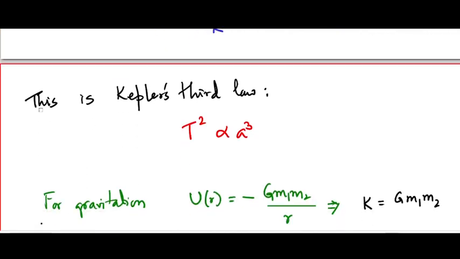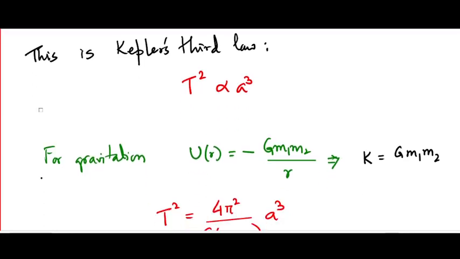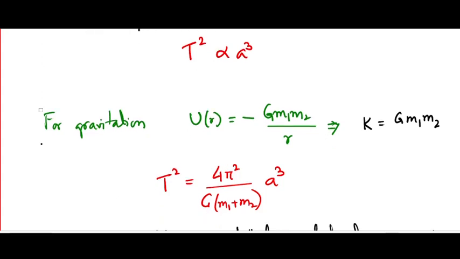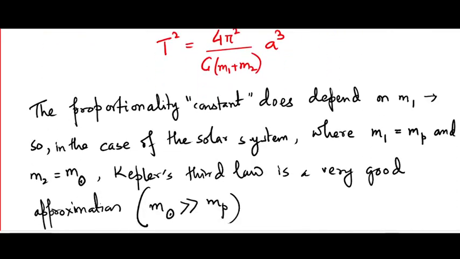Note that for our solar system, Kepler had said that the square of the time periods of the planets is proportional to the cube of the semi-major axis of their orbits. Note that this proportionality constant actually does depend on m1, the mass of a planet. In the case of the solar system, m2 is the mass of the sun and m1 is the mass of the planet. So the T square by A cube ratio is not really a constant. It does vary from planet to planet. However, you can see that the ratio 4 pi square over G (m planet plus m sun) is almost the same for all planets, simply because m sun is so much bigger than m planet.